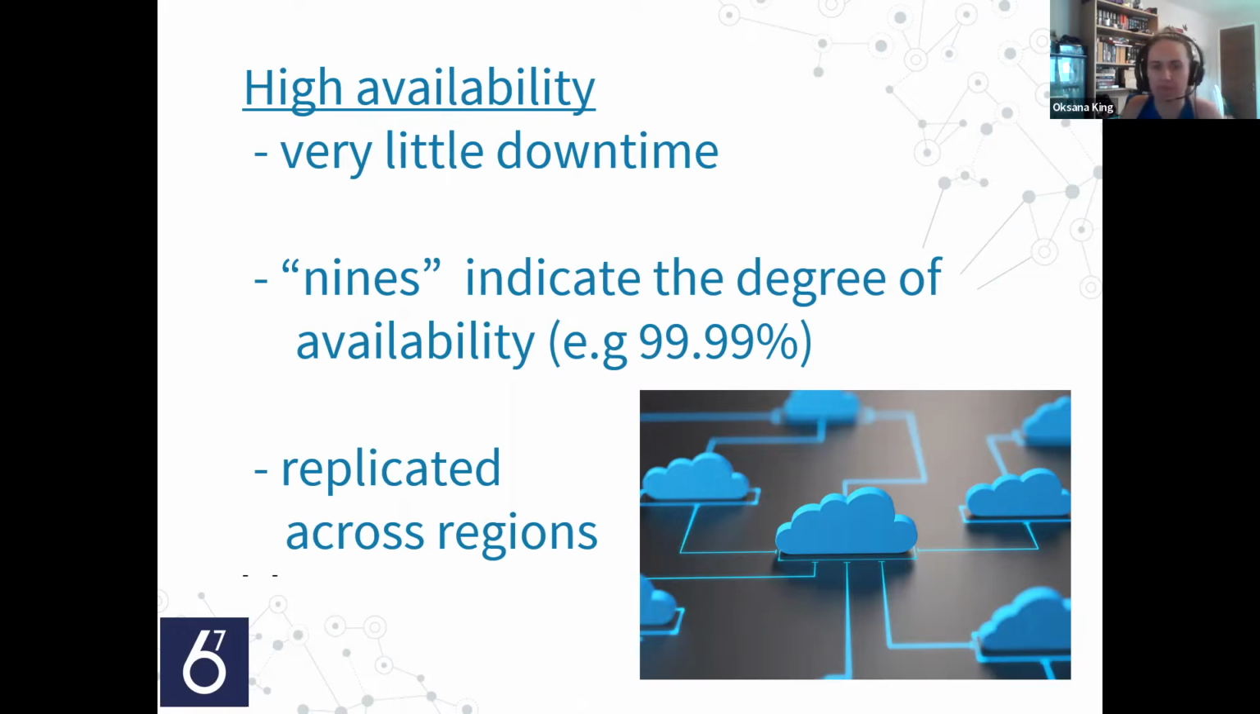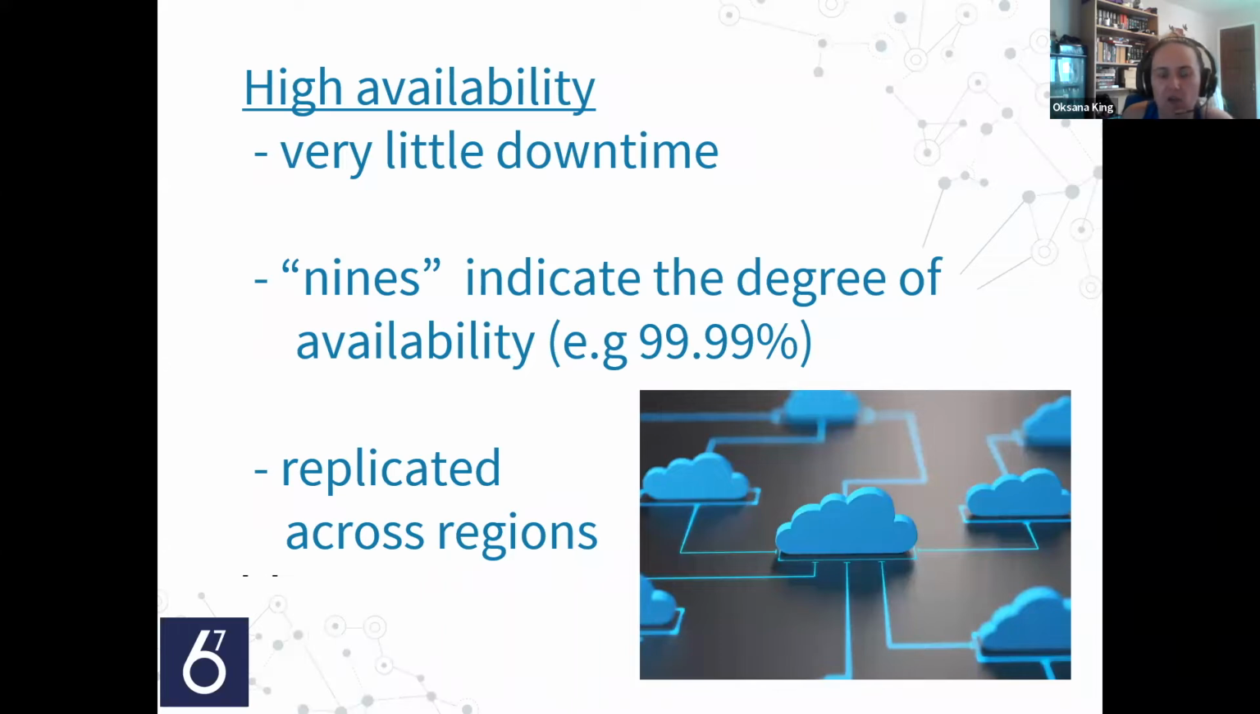And it's usually measured as a percentage of uptime, and the number of nines that you sometimes see in documentation of different services is commonly used to indicate the degree of its availability. So for example, if a system is available 99.99% of the time, it means that it's down only for around 52 minutes during an entire year.